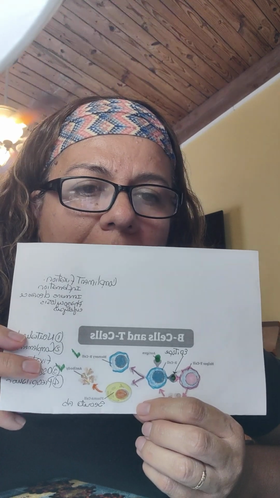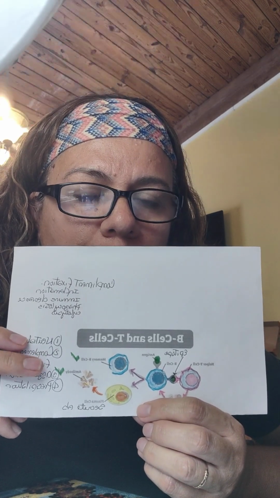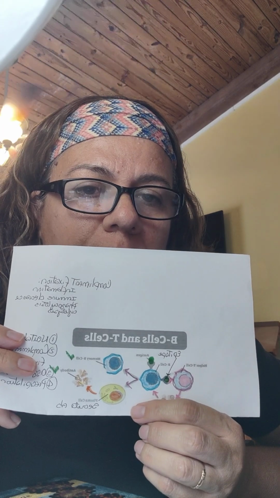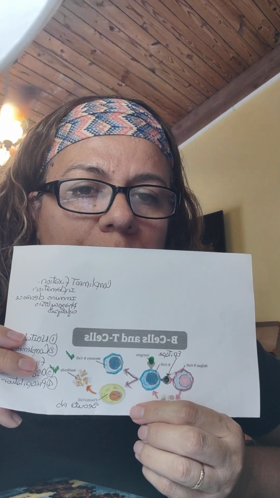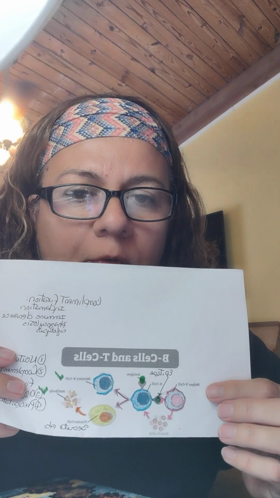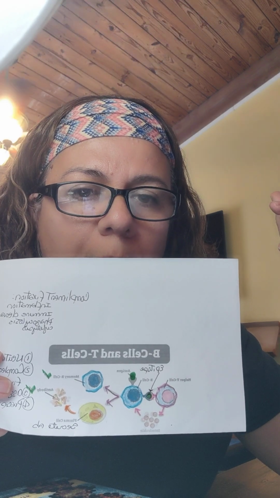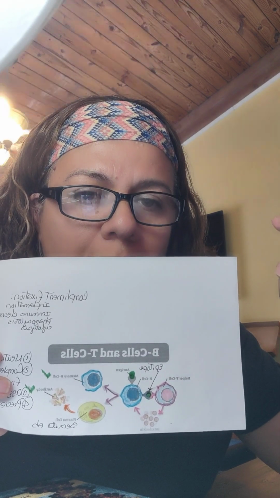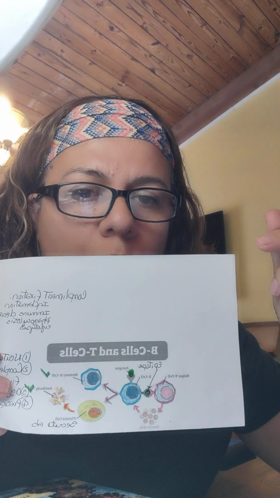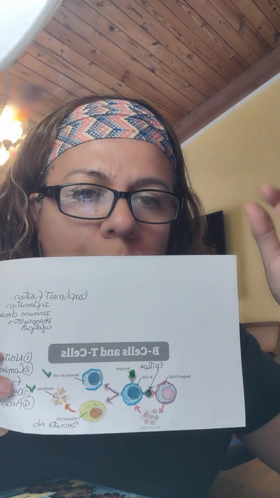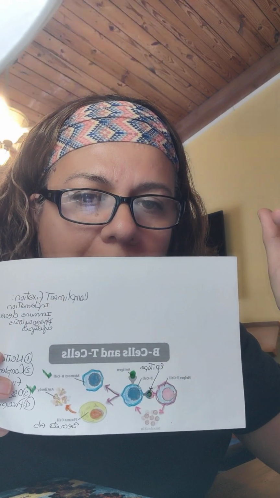So basically, you have two responses. The primary response is when it encounters the antigen for the first time. So it produces immunoglobulin M first, and then the G gets produced. But this is the first encounter. Then the secondary response, it already recognizes it. So it's going to produce IgM and IgG, but the IgG is going to spike.